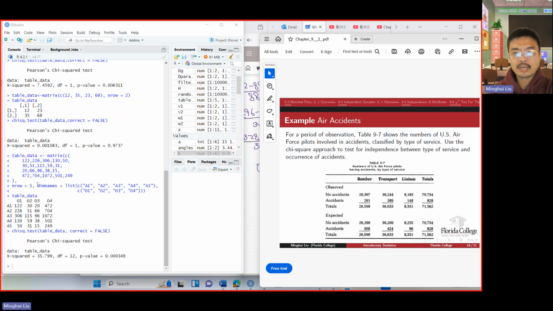And of course, the dimension names will be optional. You don't have to worry about it. And then I would encourage you to do the chi-square test, and then get your own conclusion, and then see if that agrees with the conclusion you can find in your book.